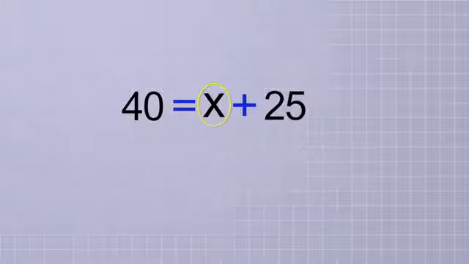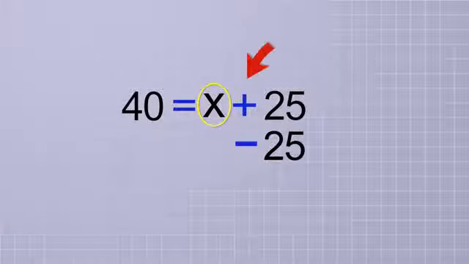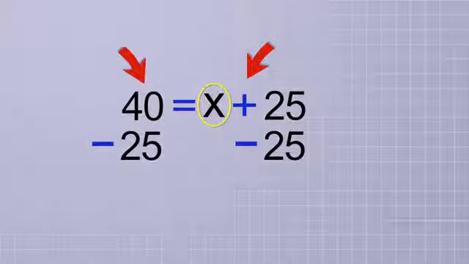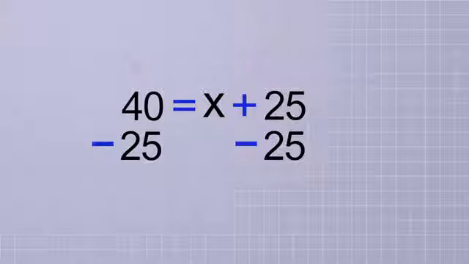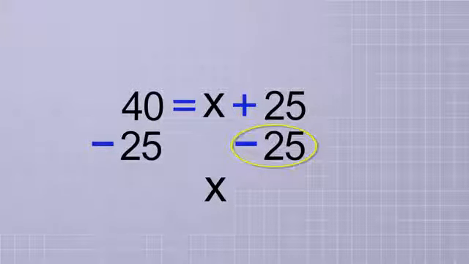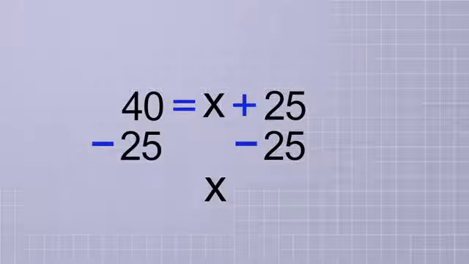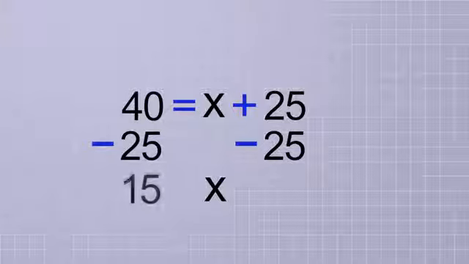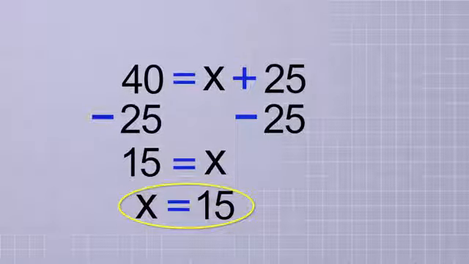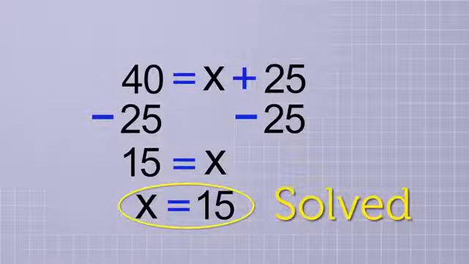So to isolate x, we should subtract 25 from that side of the equation. But then we also need to subtract 25 from the other side to keep things in balance. On the right side, x plus 25 minus 25 is just x. The minus 25 cancels out the positive 25 that was there. And on the other side, we have 40 minus 25, which would leave 15. So the equation has become 15 equals x, which is the same as x equals 15. Again, we've solved the equation.